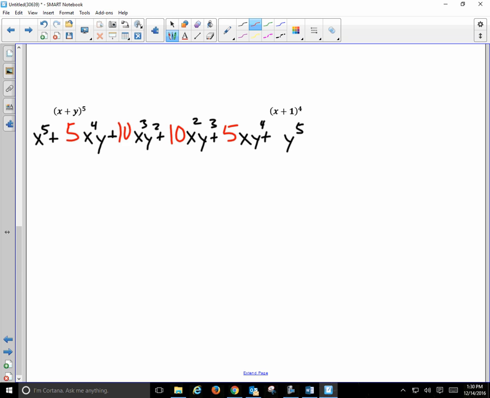So all of a sudden, if we were to multiply out x plus y to the 5th, that would have taken us a lot more time. We probably would have made a mistake in the process, right? So what if we don't have two variables? What if we have a number instead?